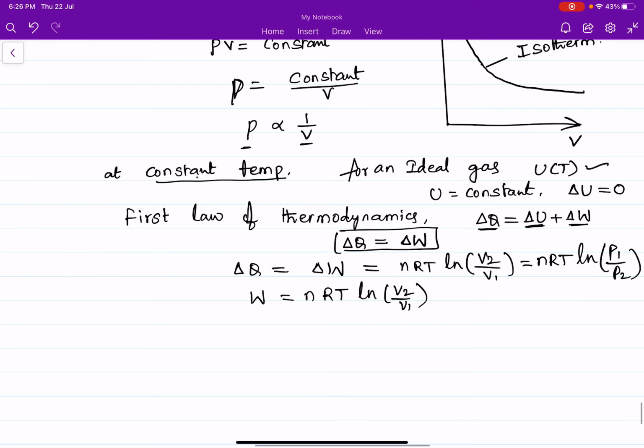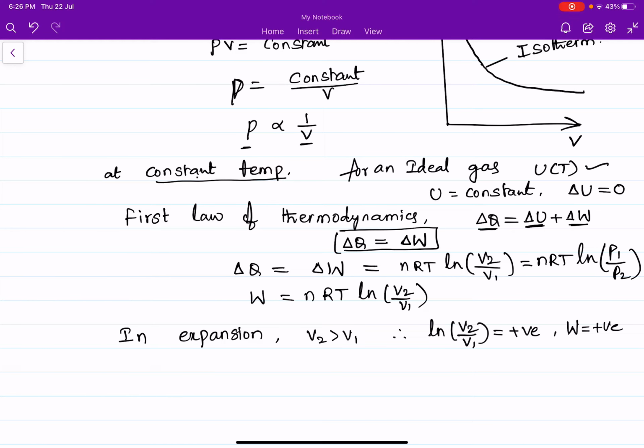In an isothermal expansion process, when the expansion occurs, work is being done by the gas on the surroundings. That means work done by the gas. In expansion, V2 is greater than V1. Therefore, ln V2 divided by V1 is positive. That means work done is positive.